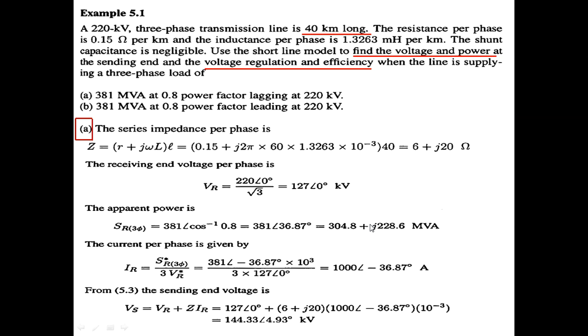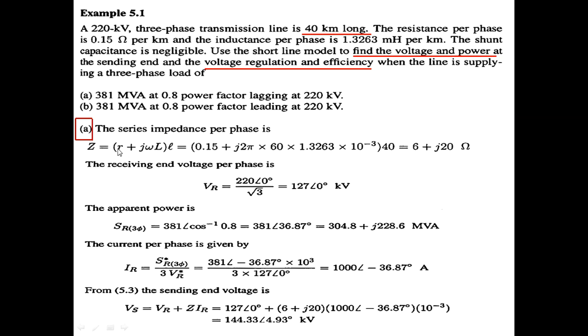So we will use the short line model that we have learned in part 1 to determine the voltage regulation and the efficiency of the line, etc., for different cases. For case A, the load is 381 MVA at 0.8 power factor lagging at 220 kV. And for part B, we will consider the same load, but at 0.8 power factor leading at 220 kV.